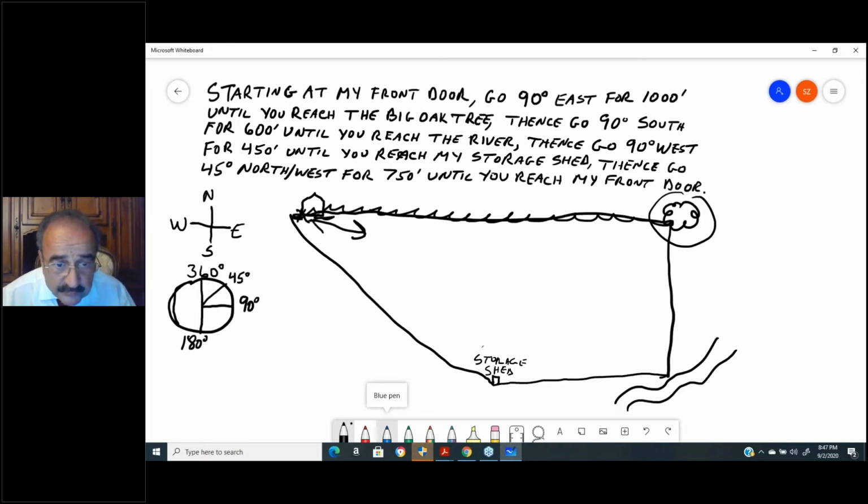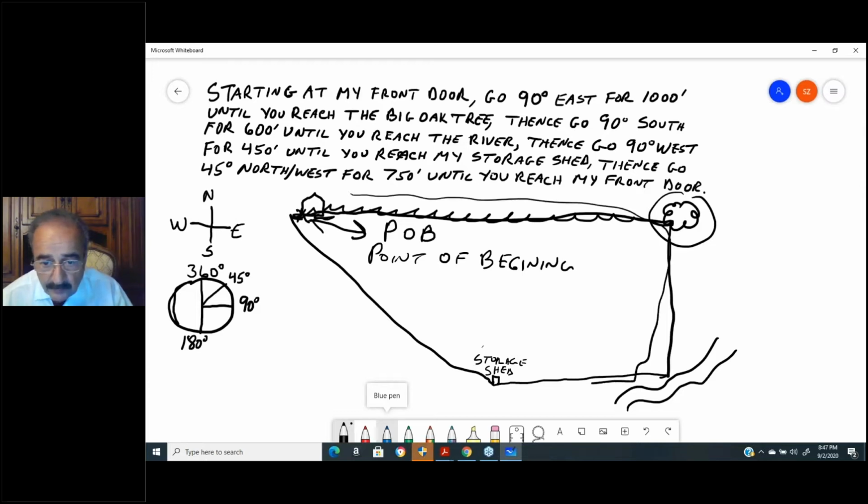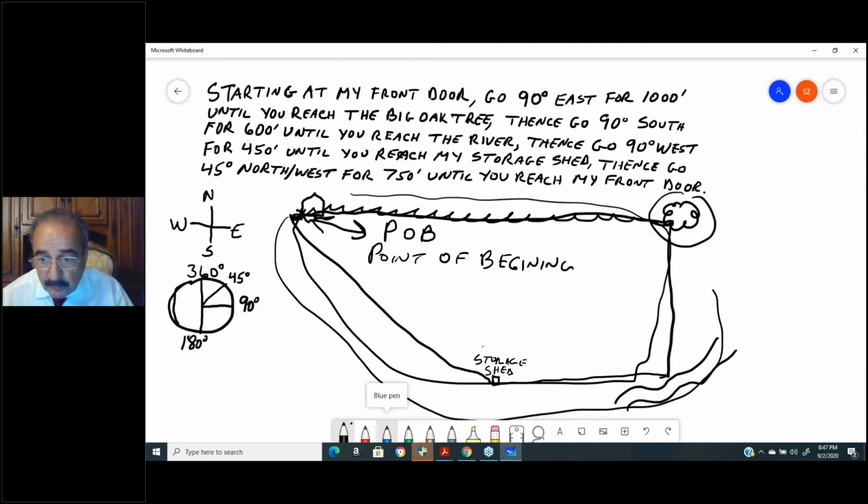identifiable point, which is called the POB. Stands for point of beginning. Now, it doesn't matter if you go clockwise, like if you're going clockwise this way, or counterclockwise, it doesn't matter. But whichever way you start, you got to continue to get right back here to the point of beginning.